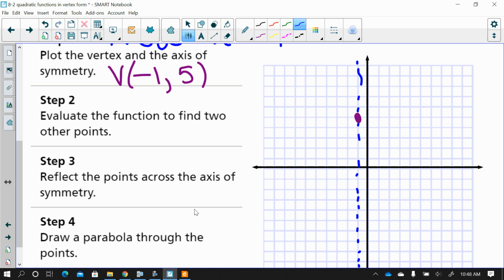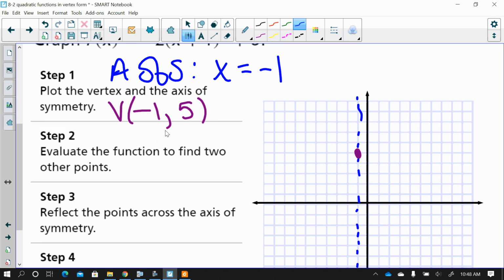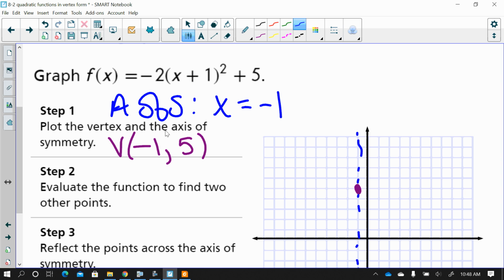The second thing they say is to evaluate the function to find 2 other points. I usually just do one. We can pick any x values we want. I personally always try to start with 0 because 0 is very easy to plug in for x. So if I plug in 0, let's figure it out. We're going to have -2(0 + 1)² + 5.